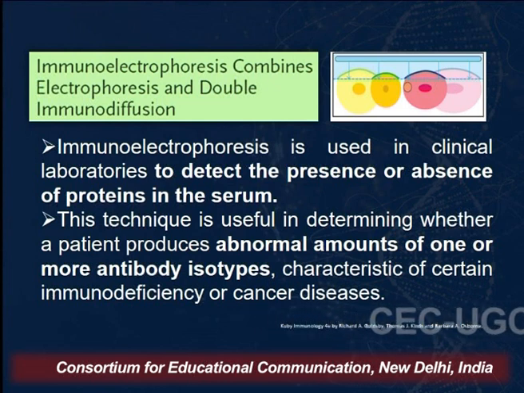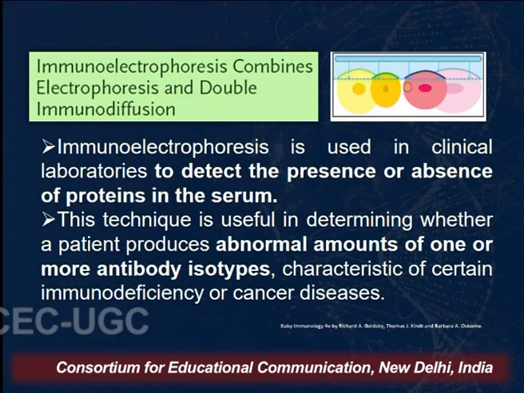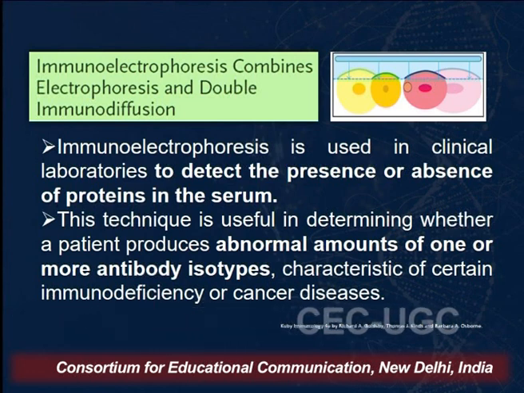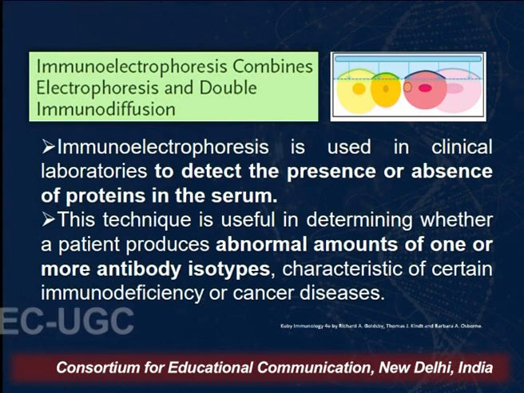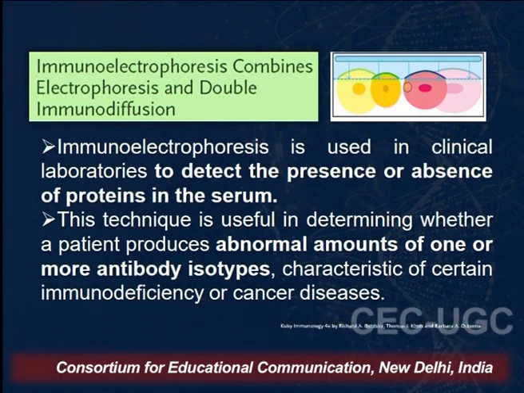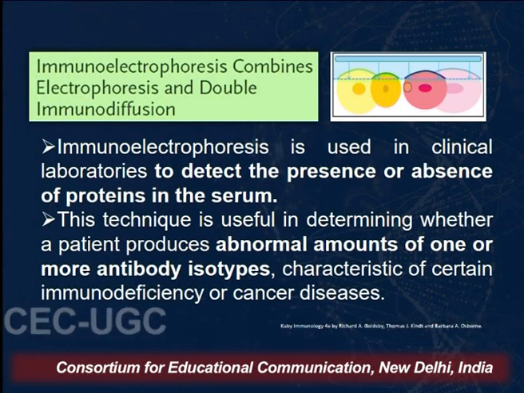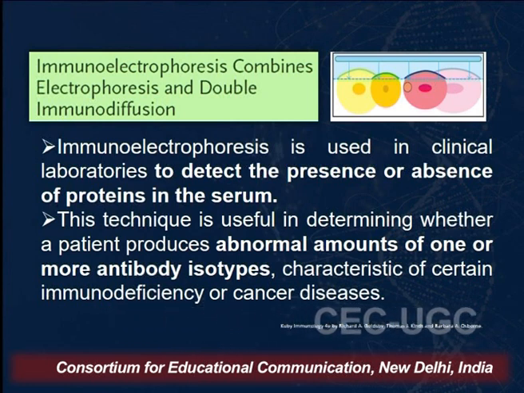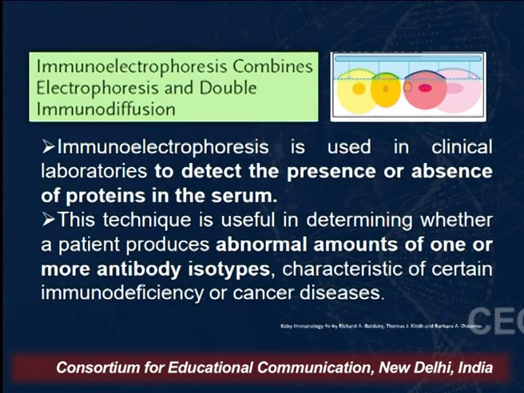Now, immunoelectrophoresis has been used for the detection of the presence or absence of various proteins in serum, majorly in many types of cancer and immunodeficiency diseases. This technique has been very instrumental in determining whether a patient produces an abnormal amount of one or more antibody isotypes, and in characterizing certain immunodeficiency syndromes or cancer diseases.